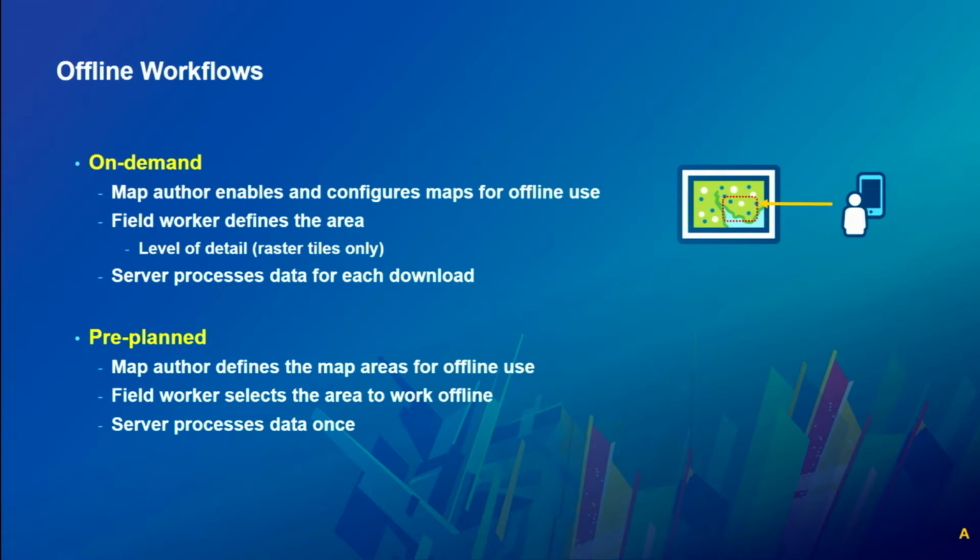We have recently added support for what we now call pre-planned offline workflows. So this is where, rather than each mobile worker defining the area, extent, the level of detail, this is now something that the map author or the GIS administrator can do. And that really simplifies the field worker experience, because you're basically just saying, hey, I want to download this named area that's already been pre-configured and already pre-built. And that does have a couple of additional efficiencies built into it.